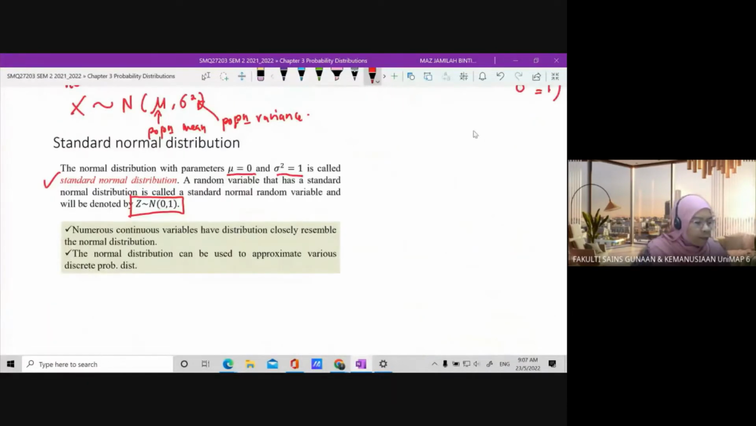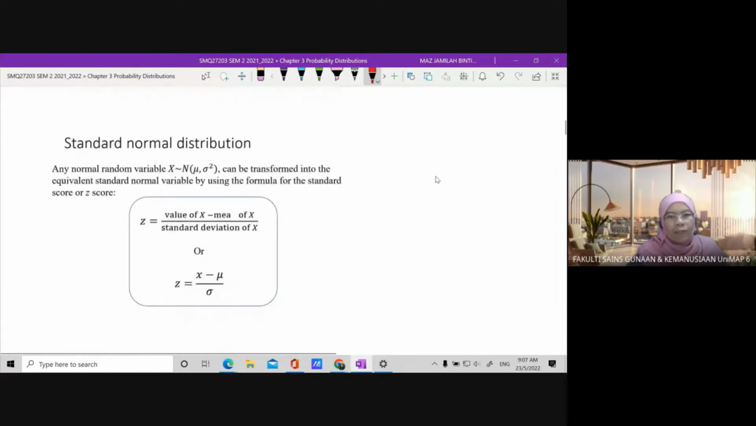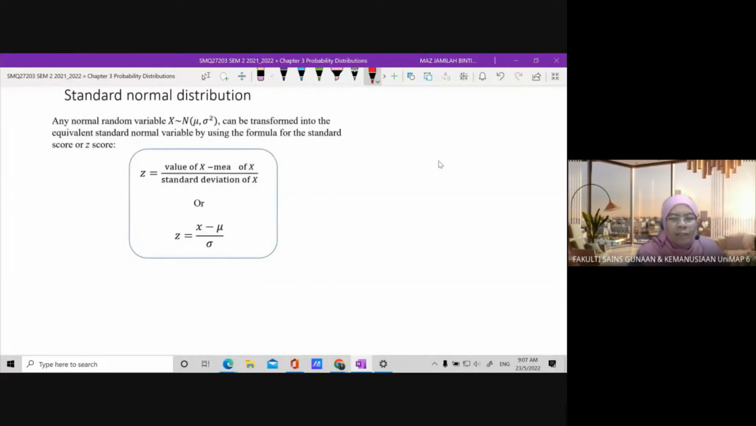Okay, so numerous continuous variables can have a distribution closely resembling the normal distribution, and the normal distribution can be used to approximate various discrete probability distributions. We are going to look at that afterwards. Okay. Now, what are the things under the standard normal distribution that you need to understand?